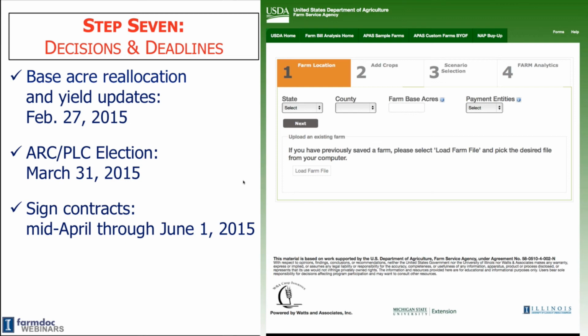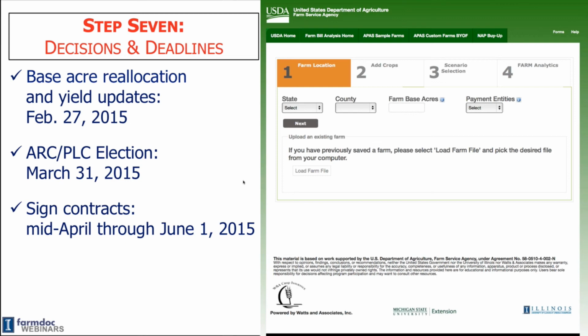One thing I want to highlight and reiterate based on a question we got here. Remember, the base acre reallocation decision and the yield update are for the landowner. So the owner of that FSA farm makes that decision. A power of attorney to a producer should carry through. You'll want to make sure your power of attorney is properly marked, so that you would have that for future program decisions. But that's what that decision is for. The ARC PLC decision is for the producer on the farm.